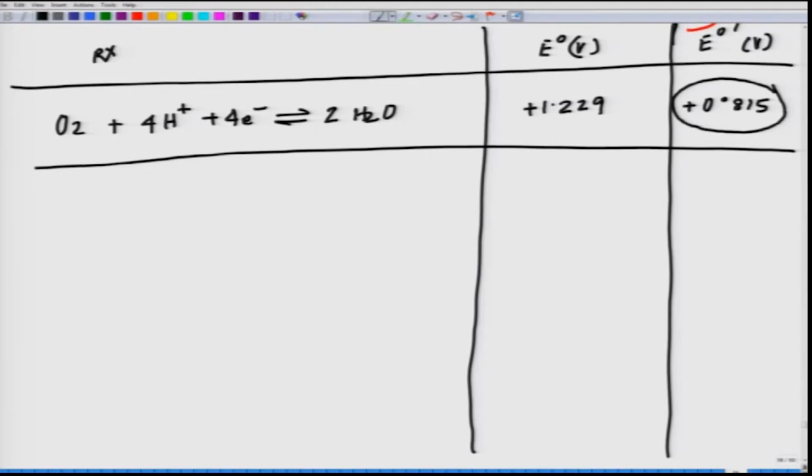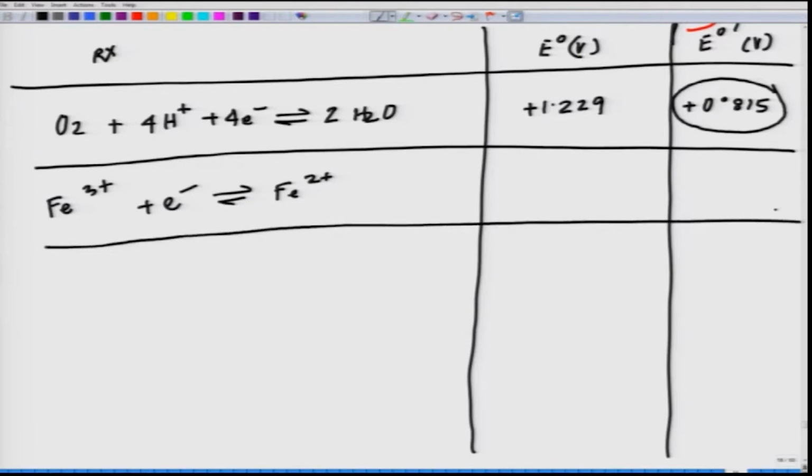Now, take a simple one, iron 3 plus plus electron, it is getting reduced to make it Fe2 plus. Now, in that situation the value is 0.771 as well as 0.771. Now, you realize the difference, both are same. Why both are same? Because in the previous case, this was the reason why I want to show you, you have H plus ions which are involved in it.